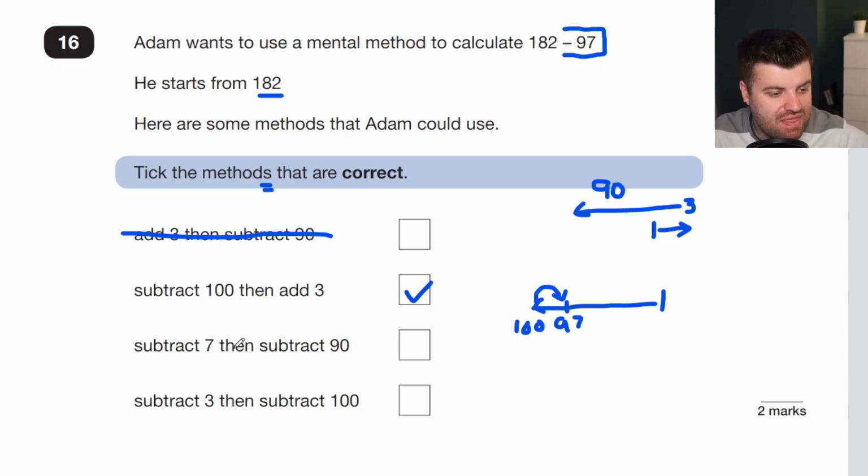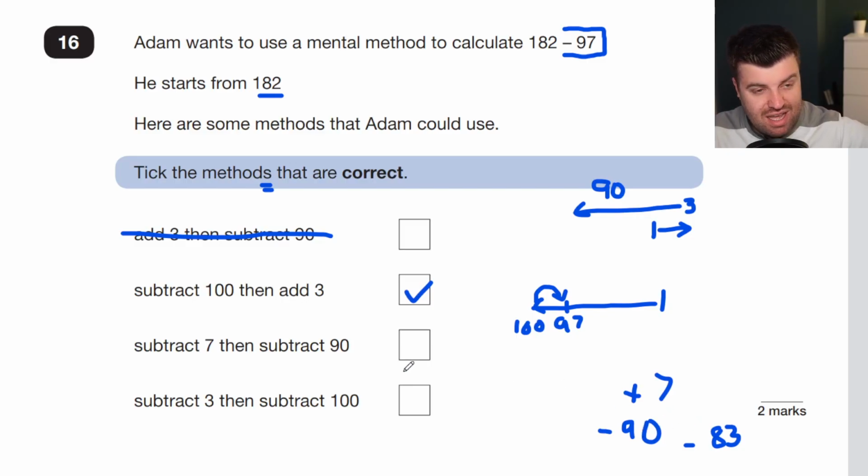Add 7 and then subtract 90. Let's think about that. Add 7 and then subtract 90. Well, if I'm here, if I add 7 and then subtract 90, that is the same as subtracting 83. And that is not subtracting 97. That's nonsense. I'm not taking away enough. If I'm going to add something, I need to subtract it.